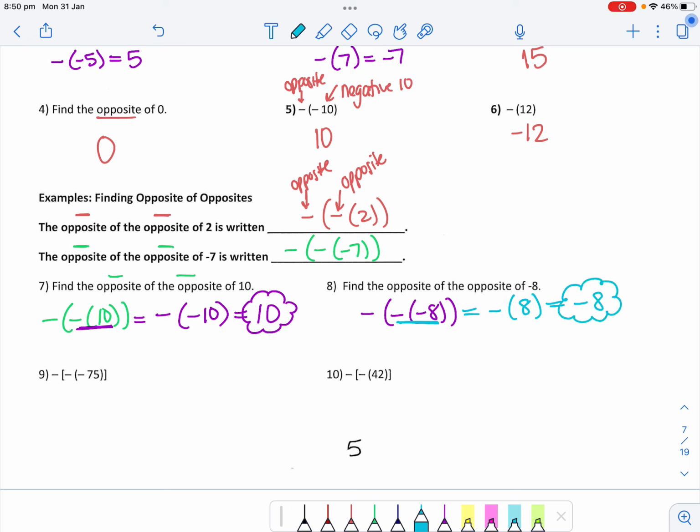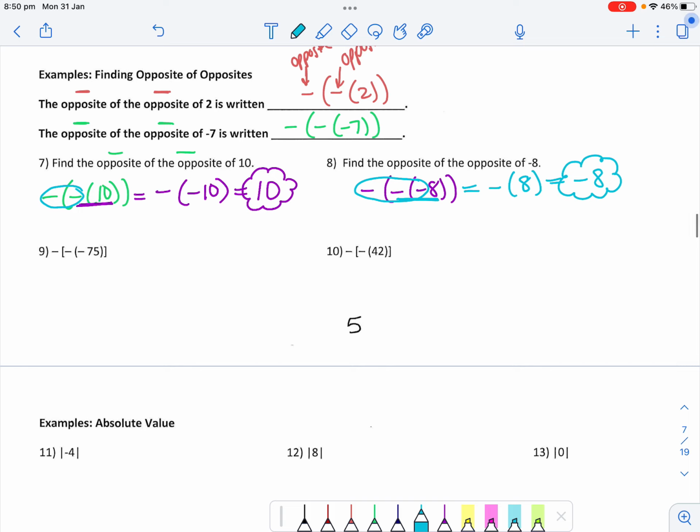What you should notice is that when you have a pair, it comes out positive. When you have 3 negatives, it comes out as a negative again. So this one, the opposite of negative 75 is positive 75. Well, the opposite of a positive 75 is back to a negative 75.